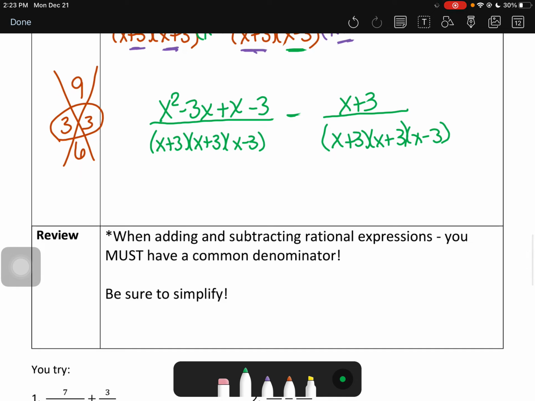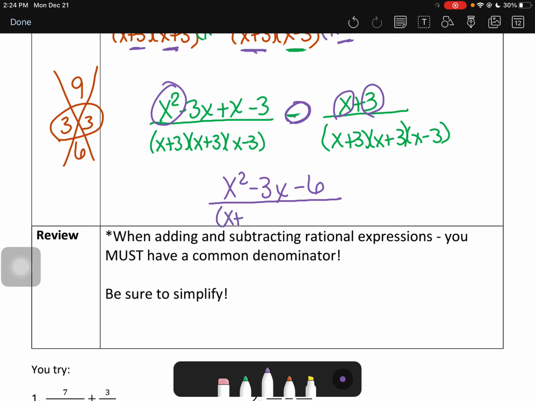So now we're going to combine like terms. So we have an x squared. We have a negative 3x and a positive x, which is negative 2x, and then another negative x. So that's going to be negative 3x. And then we have a negative 3 and another negative 3. So that's going to be negative 6. All over x plus 3, x plus 3, and x minus 3.